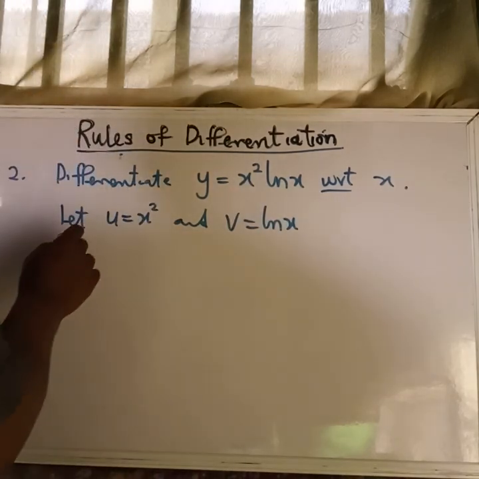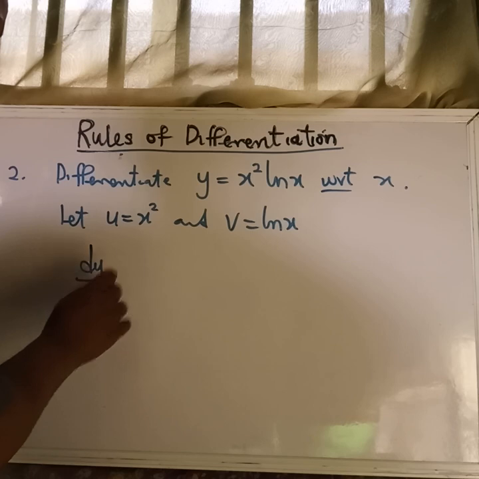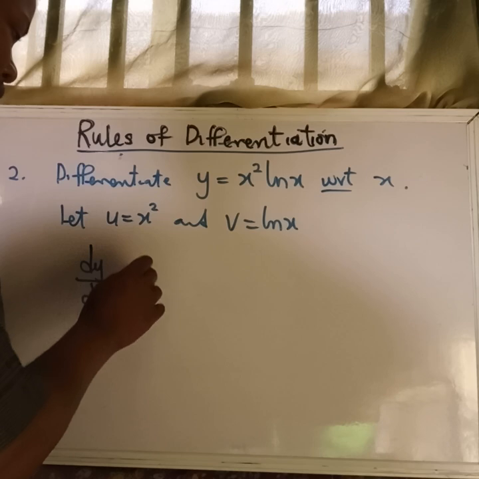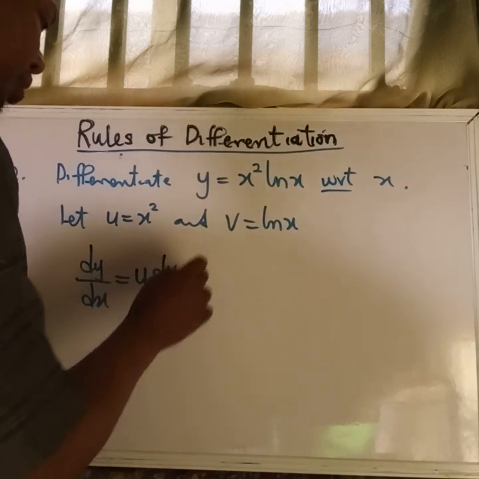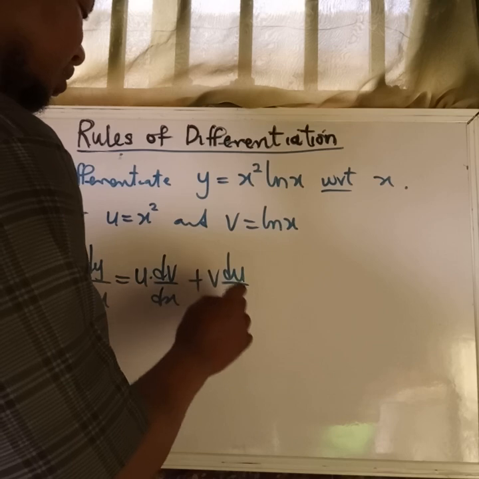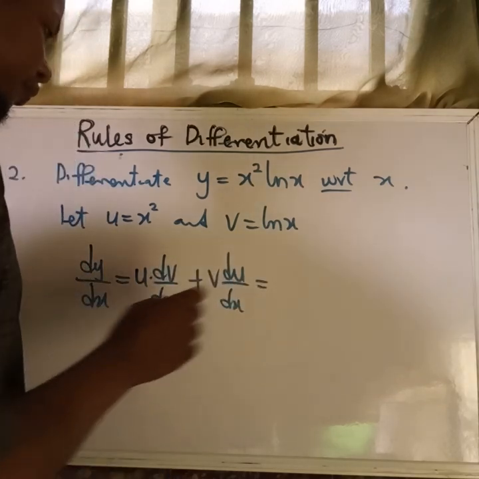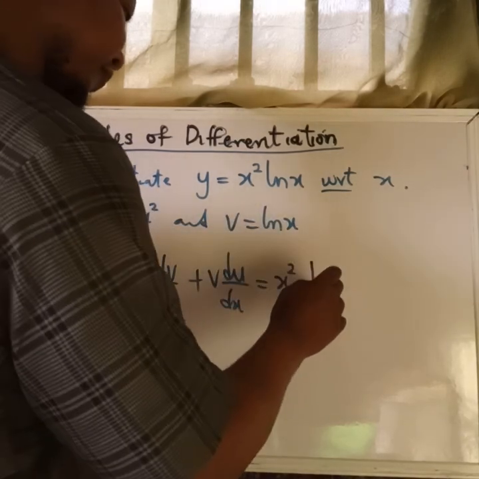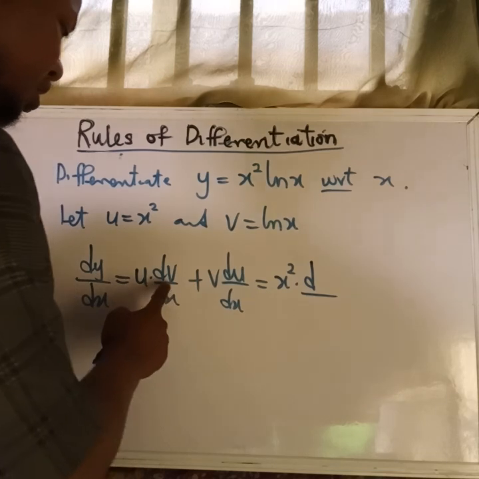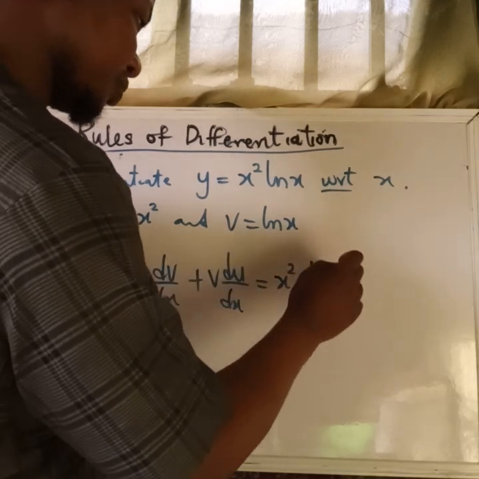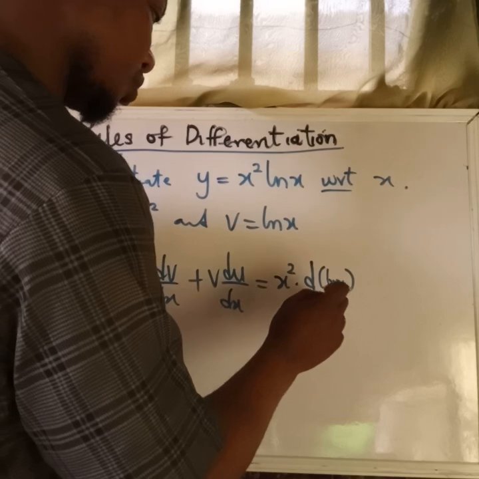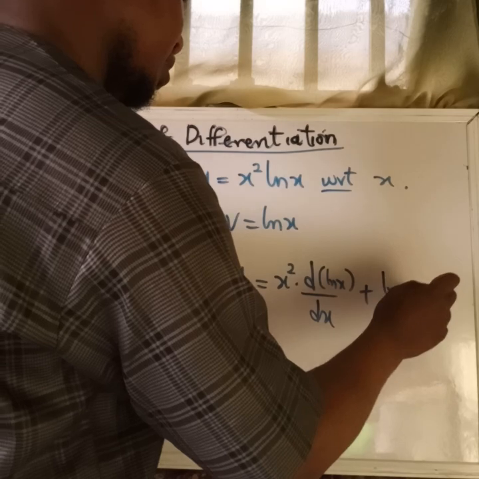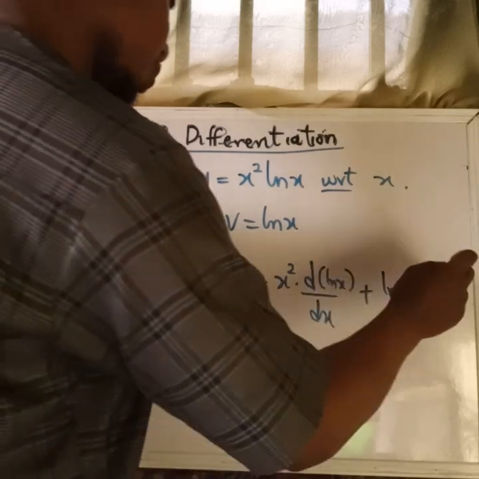Okay, so according to the formula, this is u dv dx plus v du dx. So we'll substitute these terms into the formula. This is x squared multiplied by the derivative of v, where v is ln x, so it will be d ln x over dx, plus v, which is ln x, multiplied by du dx.